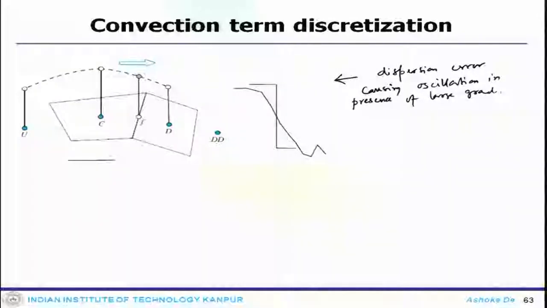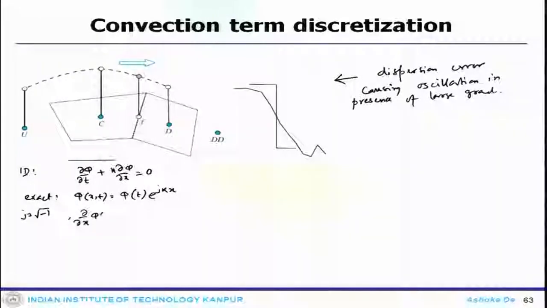Now, one can evaluate this error by some sort of a simplified version of the equation system. Let us say in 1D, if you assume this is my unsteady scalar transport convection equation, then the exact solution would be phi(x,t) equals phi(t) e to the power jkx, where j is the square root of minus 1, and the exact value of the gradient becomes del/del x of phi(x,t) equals jk phi(t) e to the power jkx, which is jk phi(x,t).